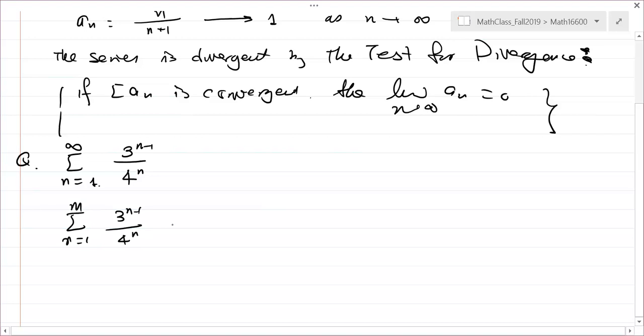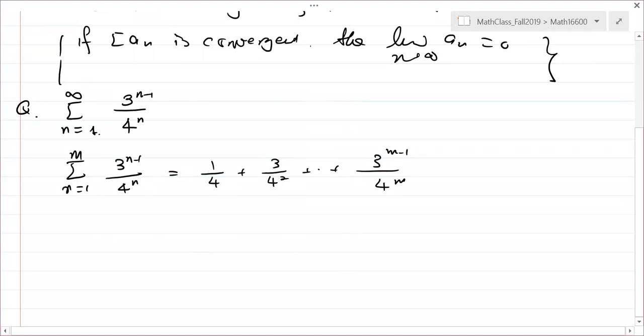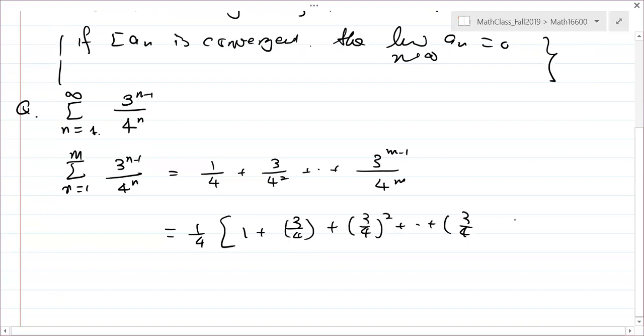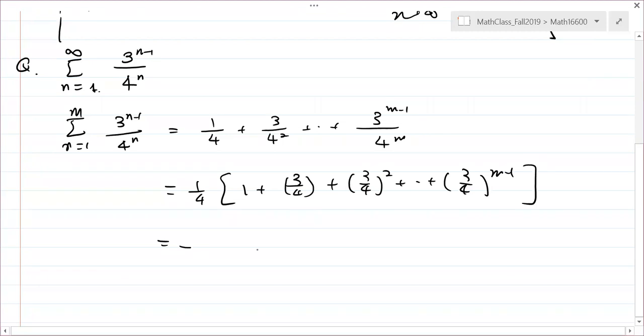The first term will be 1 over 4, the second term 3 over 4 squared, and the last term 3 to the power m minus 1 over 4 to the m. You can take the common factor out, which is going to be 1/4. It's 1 plus 3 over 4 and 3 over 4 squared up to 3 over 4 to the power m minus 1. You can compute it directly. According to the formula, that's going to be 1/4 times 1 minus 3 over 4 to the power m, over 1 minus 3 over 4.